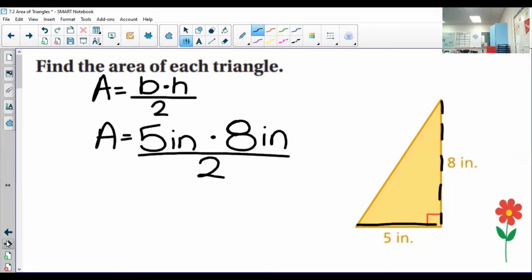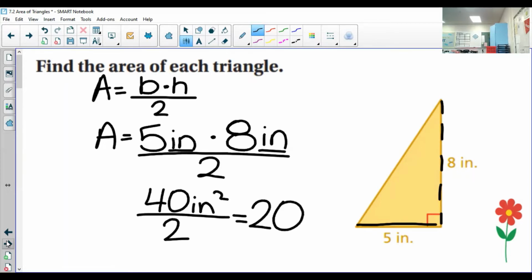Okay? Now, before we can divide, we're going to have to multiply on the top. So what is 5 times 8? We know that to be 40. What's inches times inches? Inches squared. And then we have to divide that by 2. So what's 40 divided by 2? 20. And then we just carry over our label because there's no label on the bottom, so we just keep inches squared. And so my area of this triangle is 20 inches squared. And that's literally it. It's quite simple.